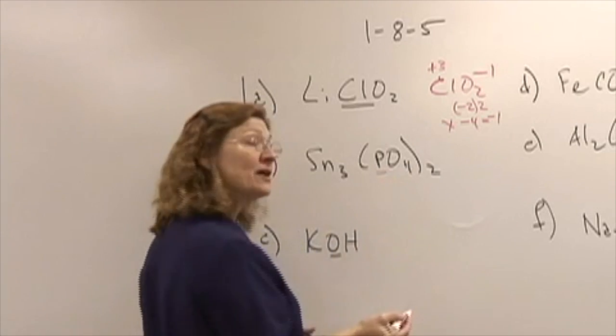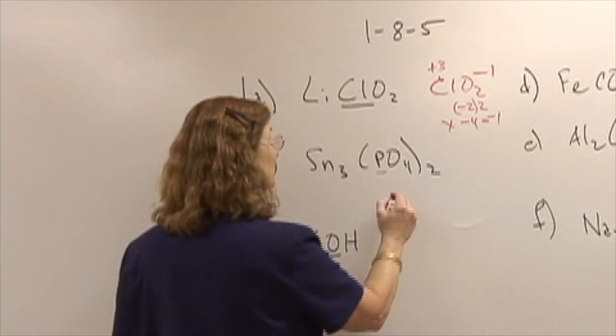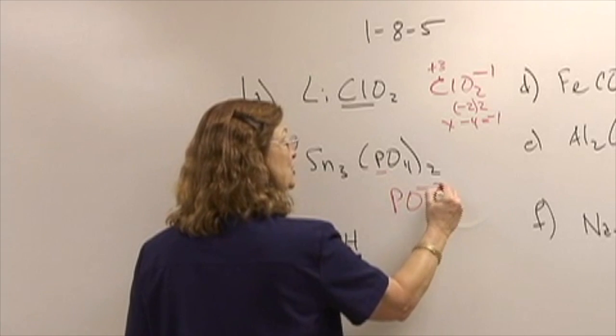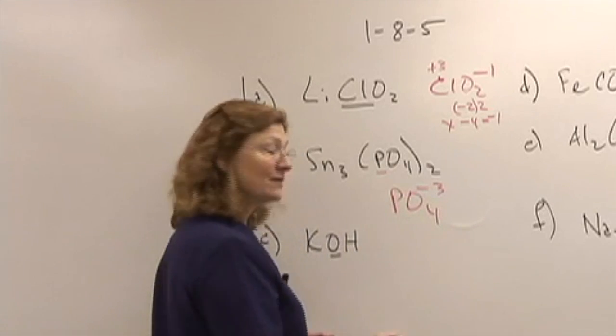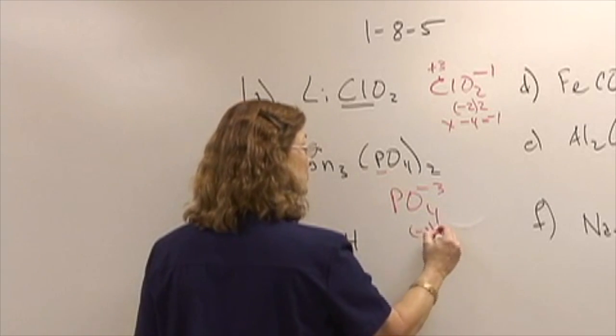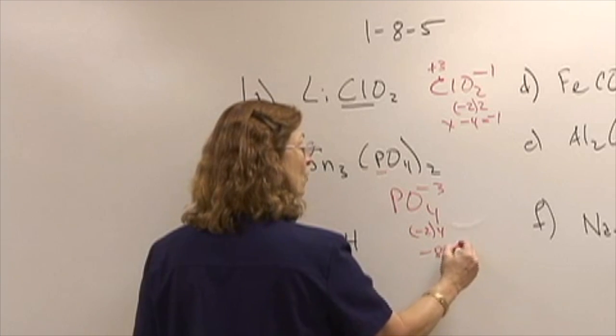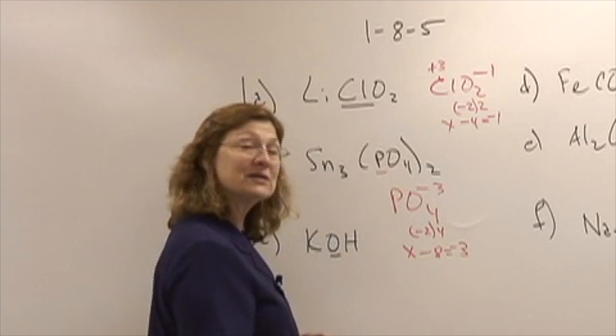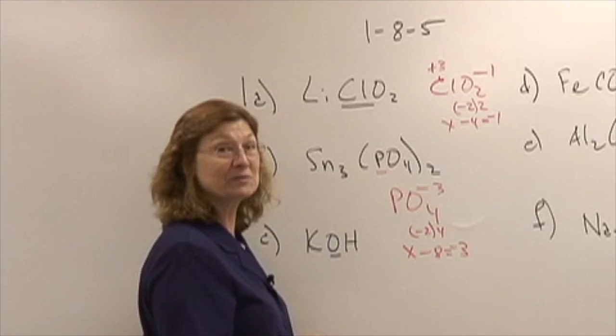In the case of this phosphorus, again, I will take it out of the compound. It has an overall charge of -3. Oxygen is -2 times 4 is -8. The whole polyatomic ion is equal to -3, and therefore phosphorus is +5.